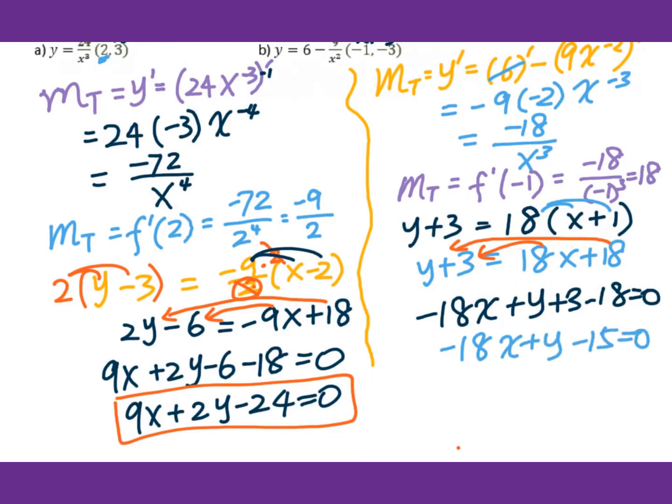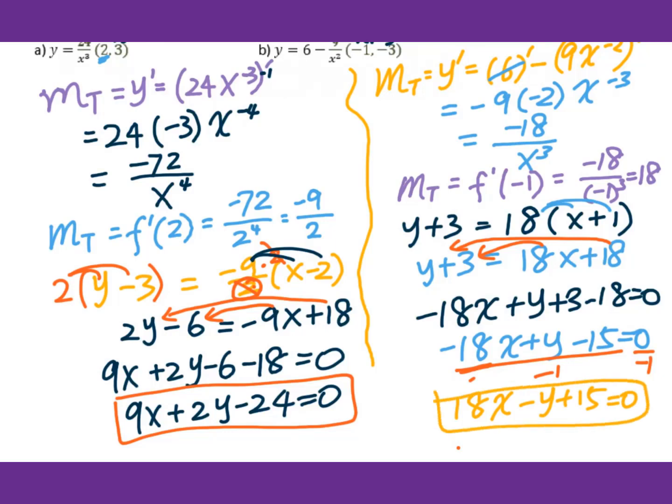Sometimes they need the coefficient of x to be positive. In that case, you just need to divide by -1 on both sides. You will get 18x minus y plus 15 equal to 0. This will be the final answer.